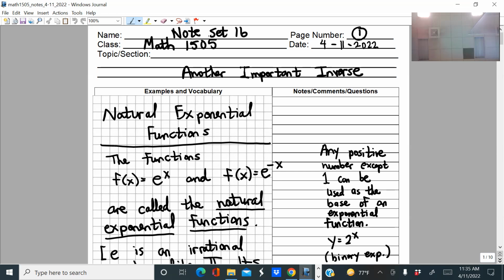So notice that your variable x is located in the exponent in this formula. That's why these are called exponential functions. And you can also, of course, put a minus sign in the exponent as well. So another important exponential function is this base e raised to the minus x.